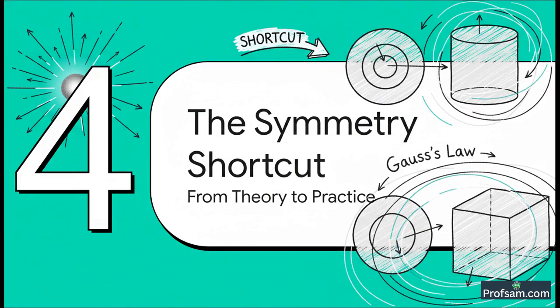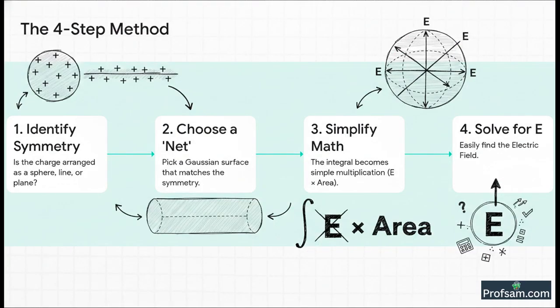Why do we even need it if we already have Coulomb's law, right? Well, the real power of Gauss's law is that it becomes a brilliant, brilliant shortcut for finding the electric field, but only in special cases where things are arranged symmetrically. It's like a 4-step magic trick.